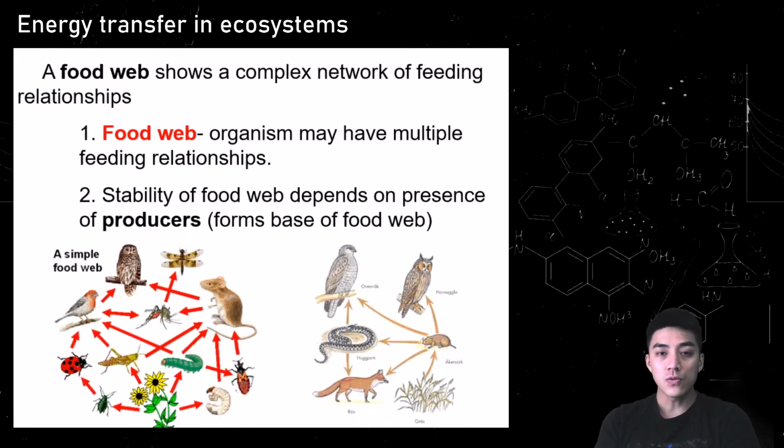And lastly, a food web is basically a food chain, except it's on steroids. So it's a little bit more advanced and complex. So for example, if you look at the food web that's on the left there and you zone in on just the rodent, you can see how the rodent has many feeding relationships. It eats all the different types of insects, but when you trace the food web back to the original source, it always goes back to some sort of producer, like a plant or some sort of organism that performs photosynthesis.